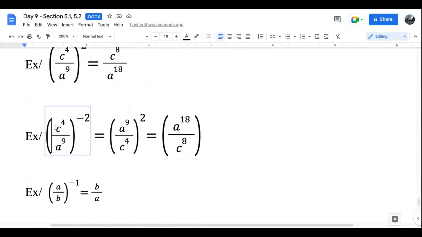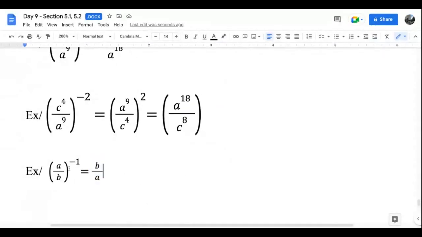Negative exponent for fractions. Inside we have c to the 4th power over a to the 9th power. The outside is negative 2. For this, we just flip over. If it's a fraction with a negative exponent, we flip the numerator to the denominator and the denominator to the numerator. So you see a to the 9th power is in the denominator, now in the numerator. C to the 4th power was in the numerator, now in the denominator, and raised to positive 2. Then we distribute this 2 to the numerator and to the denominator. So we get a to the 18th power divided by c to the 8th power.